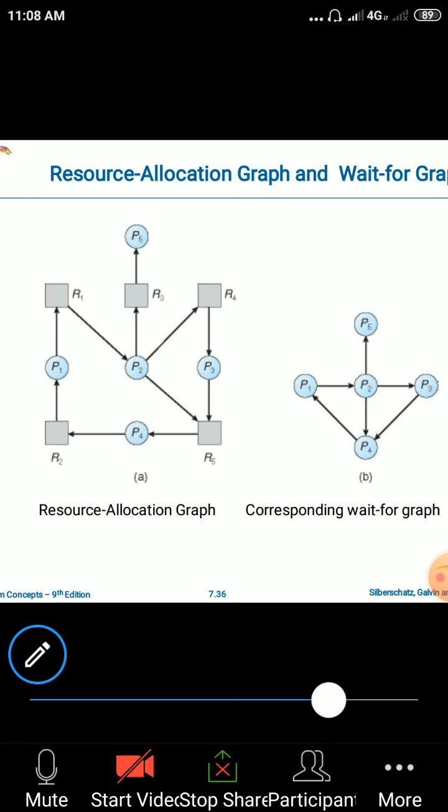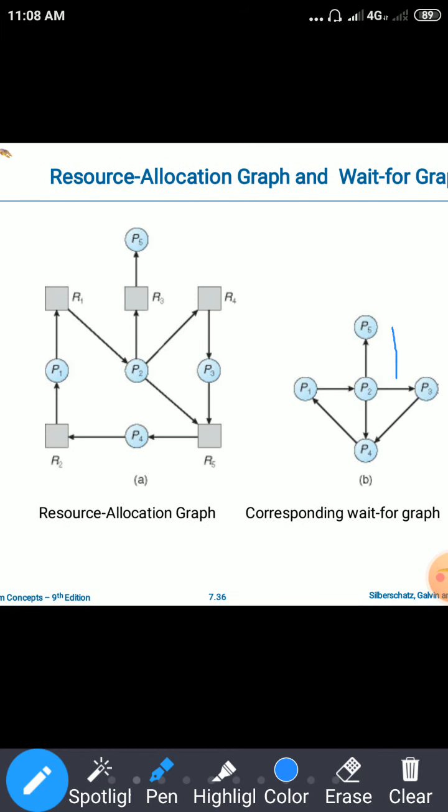Then P4 to P1 through R2 is there. So that edge we are representing. And here from P2 to R3 and R3 to P5 edge is there. So that is represented from P2 to P5. So here there is an edge from P1 to P2, or P1 implies P2.